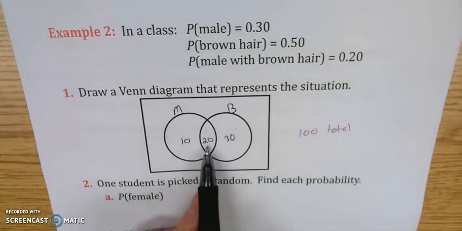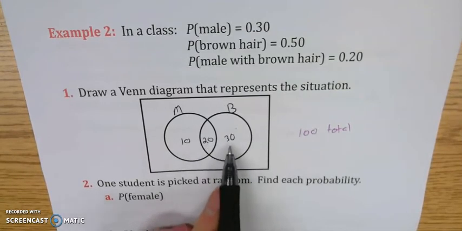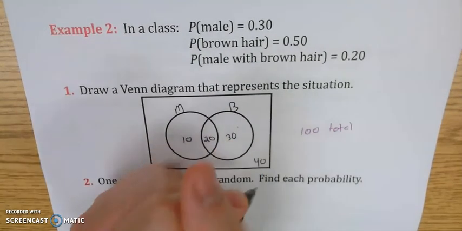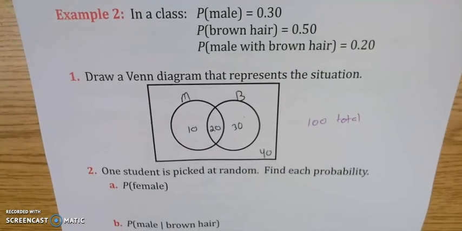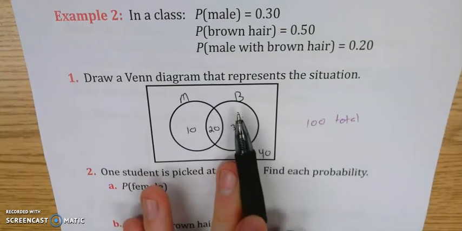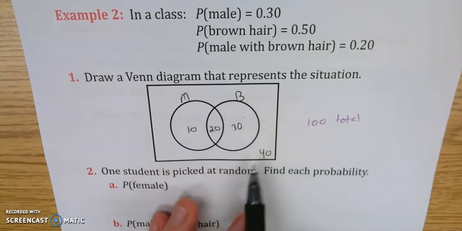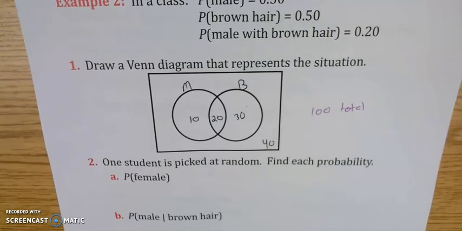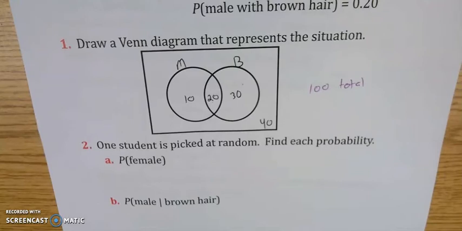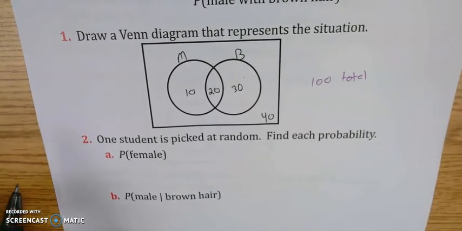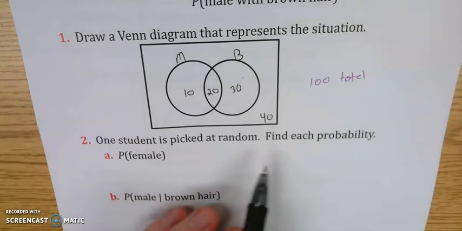Well, if I've got 10 here, 20 here, 30 here, 10, 20, that would be 30, 30 more. Right now I'm at 60, okay? So there's 60 total people accounted for, which means there would be 40 that were unaccounted. So these 40 people represent people who are not male and do not have brown hair. Maybe they're female blondes, maybe female redheads, maybe they got creative and dyed their hair purple. Who knows? Okay, so we want to know what is the probability that a student is picked at random.